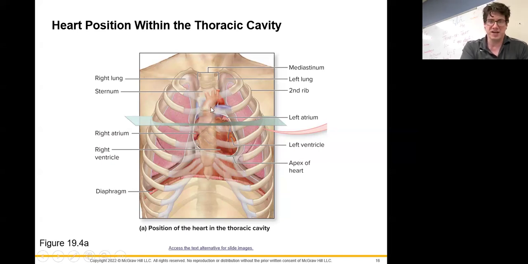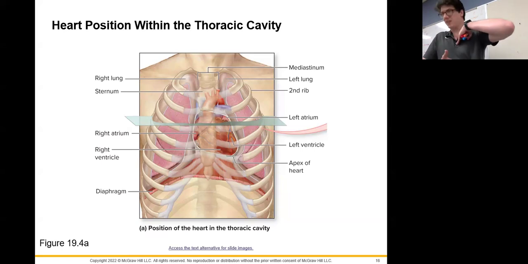Now, the top of the heart is going to be found roughly even with the top of our second rib. So if you count from your first rib down to your second rib, that's basically going to tell you where the heart is going to start. The apex of the heart is going to be found down here at the top of rib pair 7. Okay, or sorry, rib pair 6.